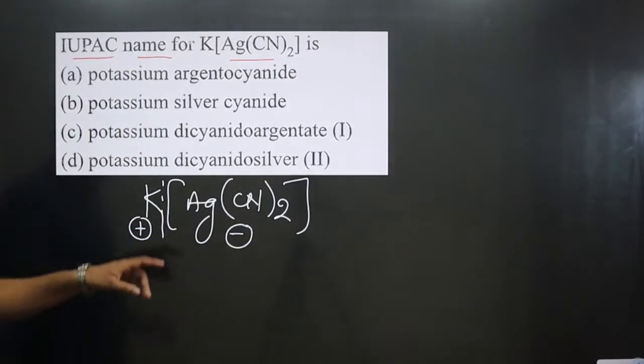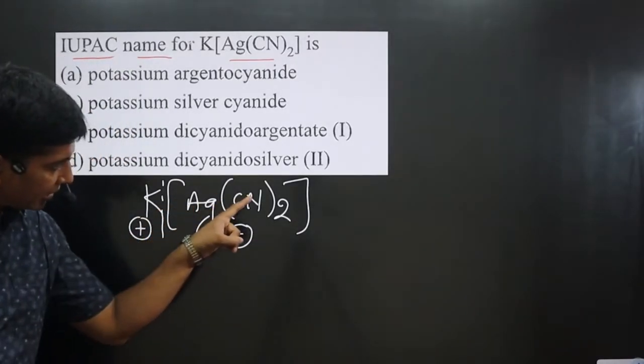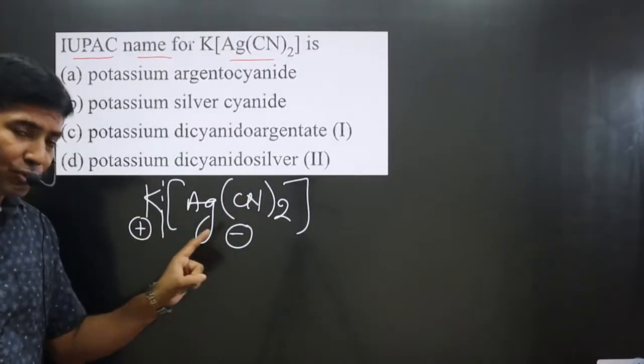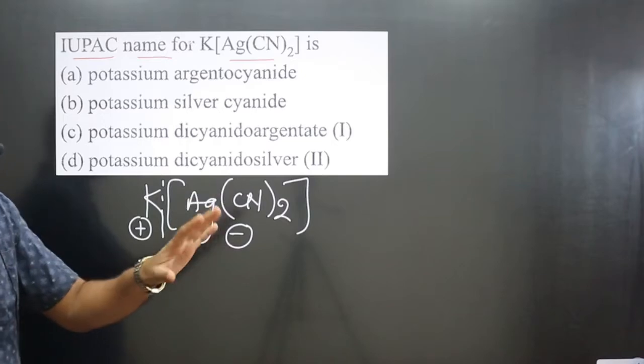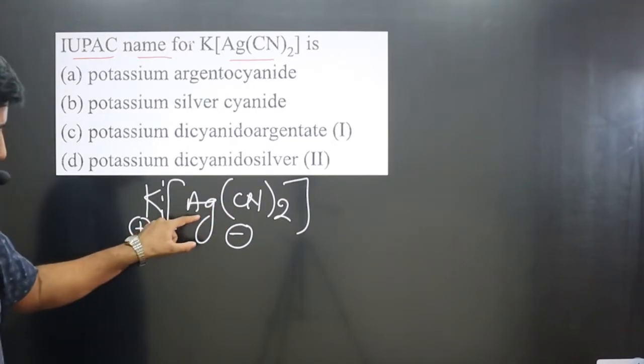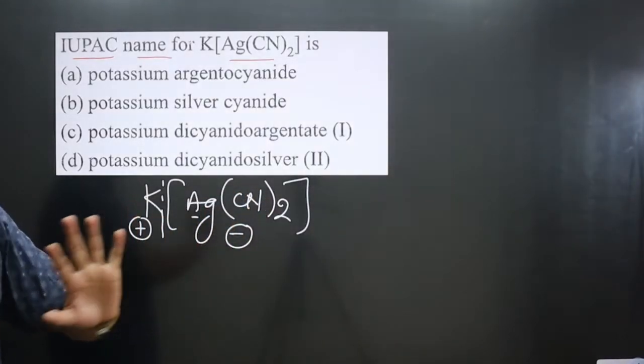So you can see the central element is present in the negative part, meaning we have to use its special name. This is silver, but when we name it, it will be argentate, because the central element is present in the negative complex.